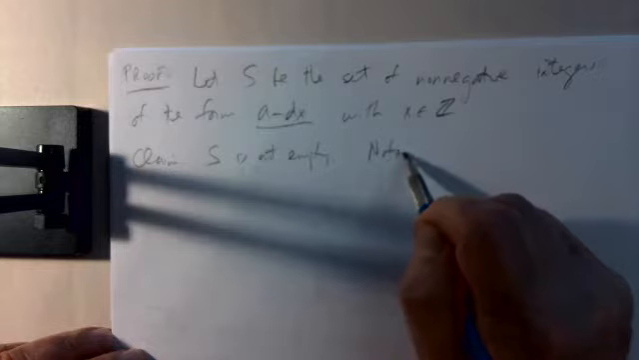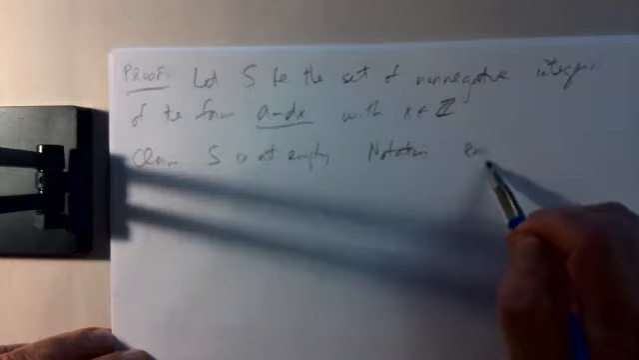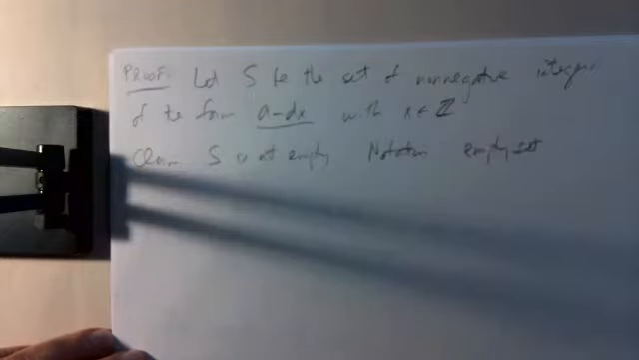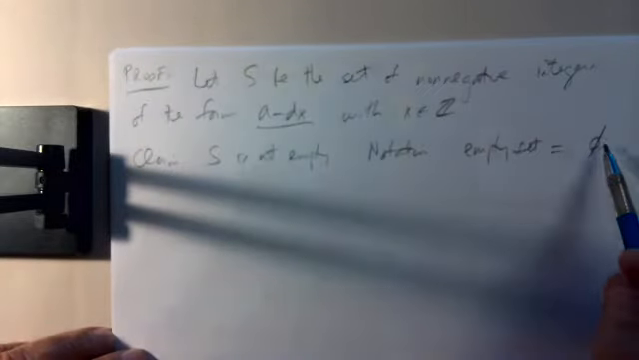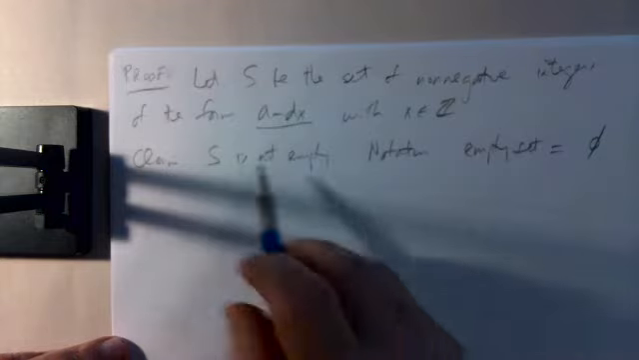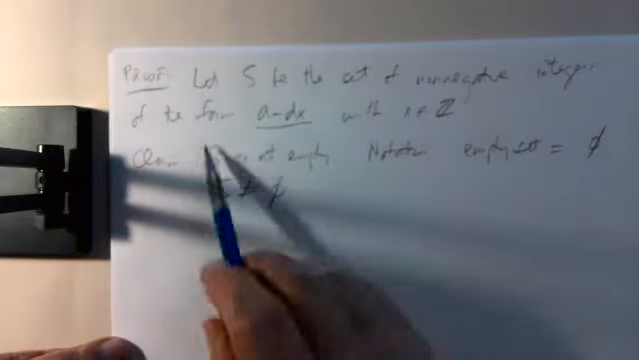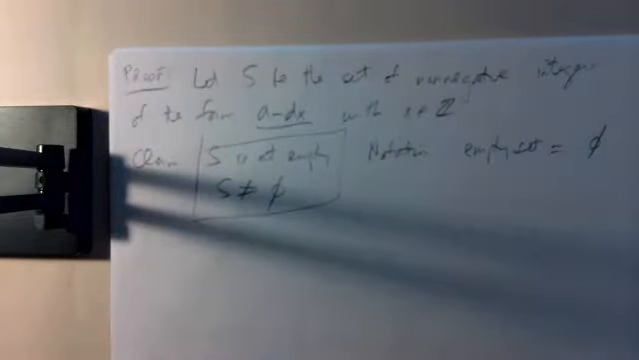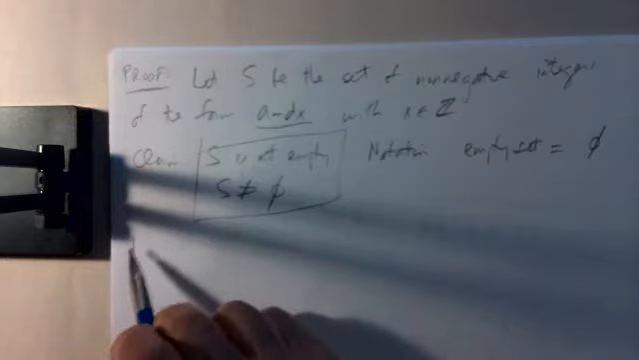So again, more notation. In the beginning, there's always a lot of notation in the math class. The empty set, the set with nothing in it, is written like this. It looks like a zero with a slash through it. It's actually a letter in the Norwegian alphabet, but this symbol denotes the empty set. So to say that S is not empty is the same as saying S is not equal to the empty set, right? So these two statements are equivalent. And how do I show S is non-empty? Well, we'll divide it into two cases.